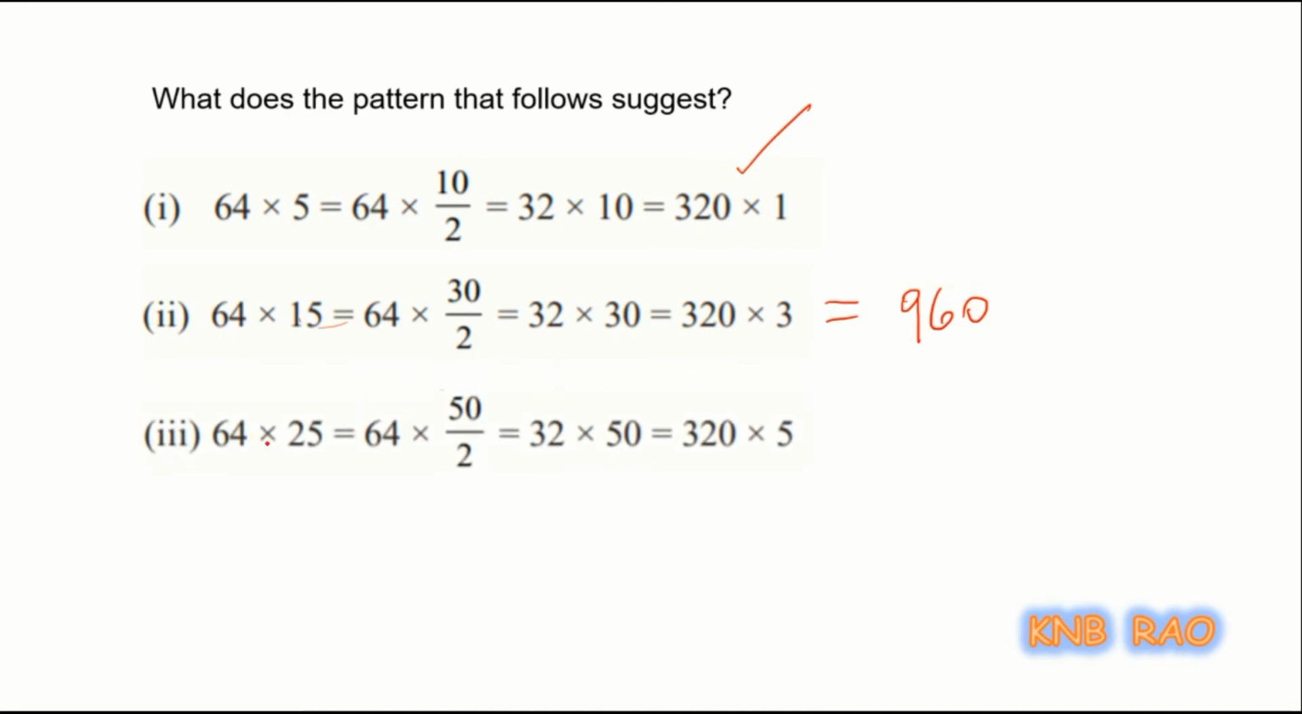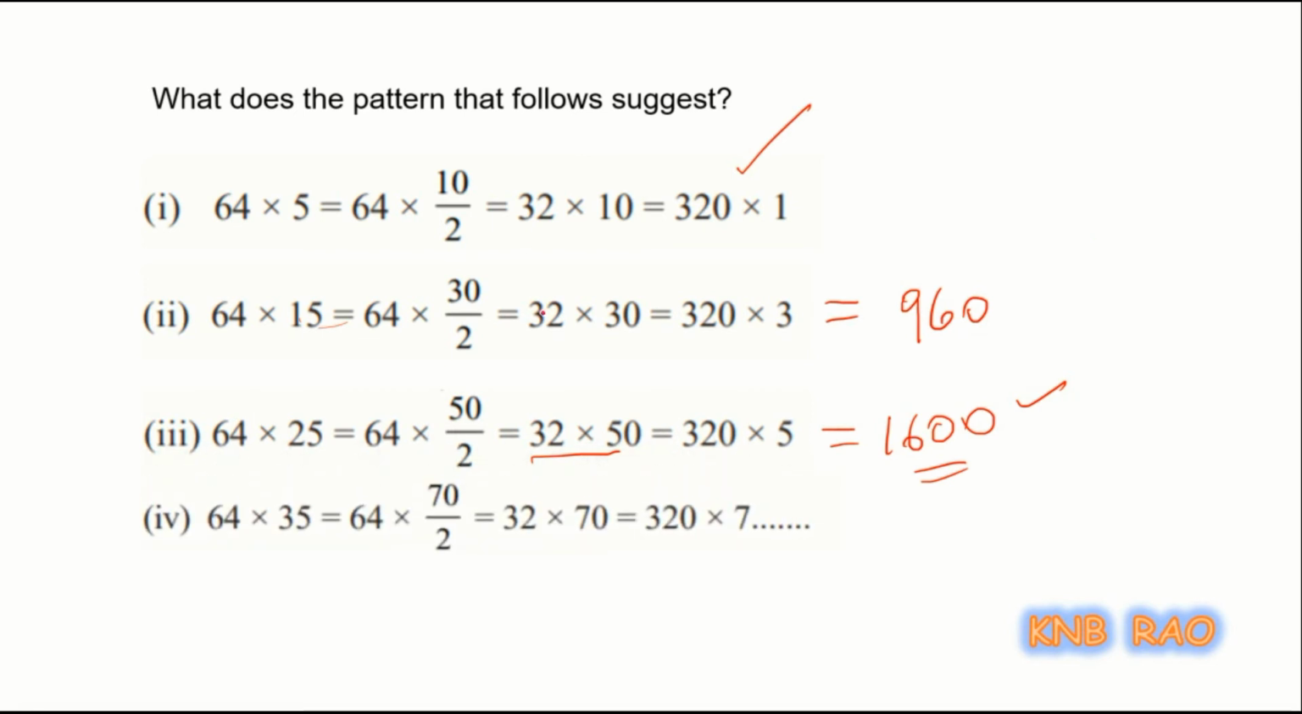Similarly, 64 into 25 can be written as 64 into 50 by 2. Instead of writing 25 as 100 by 4, I have written 50 by 2. Same thing here, 32 50s are. So 32 5s we will do. 32 5s is 5 2s 10 and 1 carry, 5 3s 15 plus 1 16 and putting a 0. So it becomes 1600. So it is that much, easily we can find.